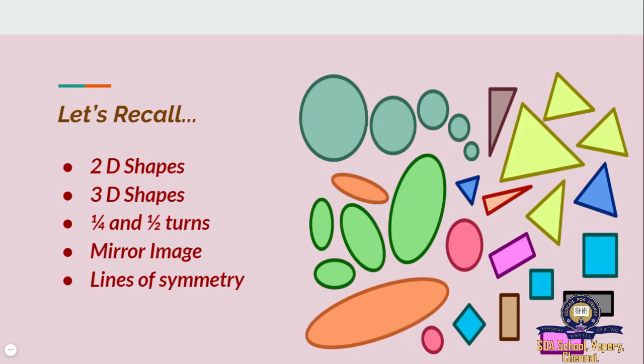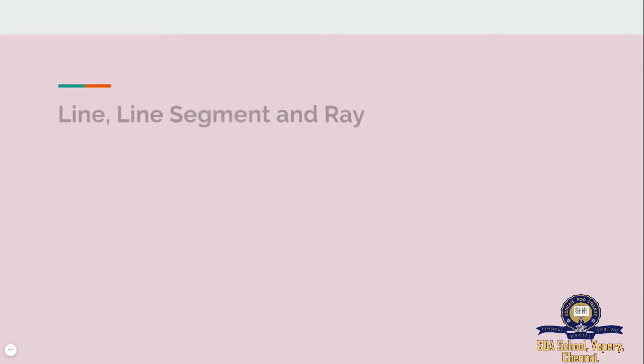Then lines of symmetry. What is a line of symmetry? A line that divides an object into two equal parts. Both the sides should be the same. So if we cut an apple, what will happen? In the middle, both the sides will be equal. That line is called the line of symmetry. So we'll move on to today's topic, angles.